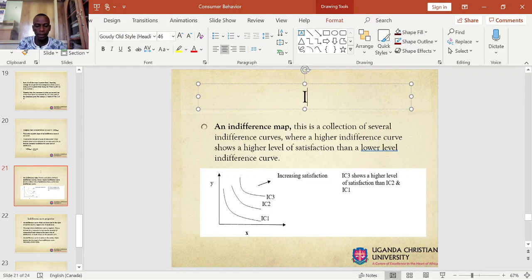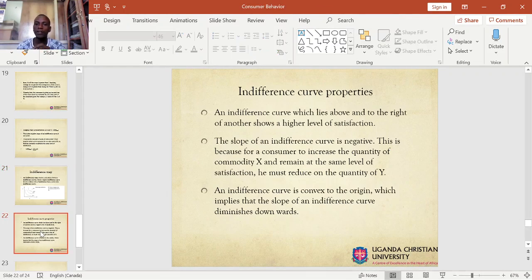Indifference map. An indifference map is a collection of several indifference curves, where a higher indifference curve shows a higher level of satisfaction. We talked about an indifference curve, but there are several indifference curves indicated. Remember, on those curves you have a combination of 2 commodities which gives the same level of satisfaction. Those combinations could be several, though at times we just highlight a few. That's why we think of an indifference map as a collection of several indifference curves.